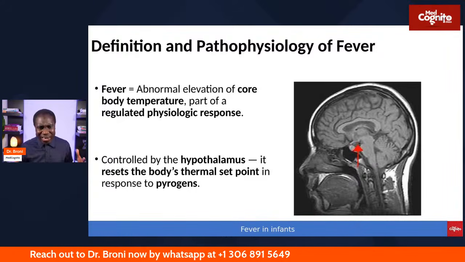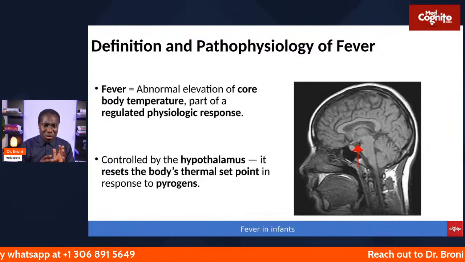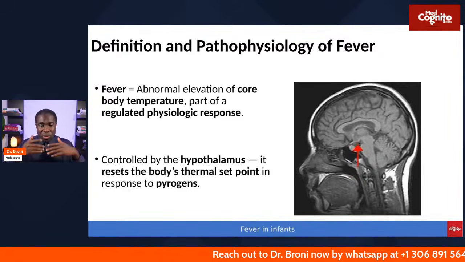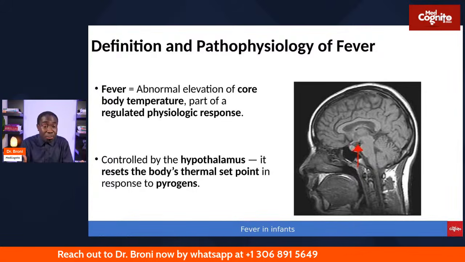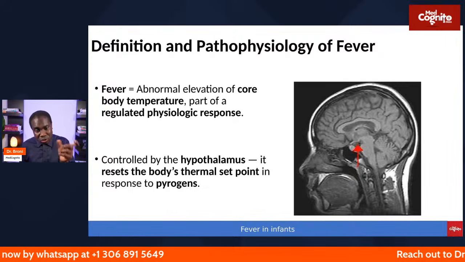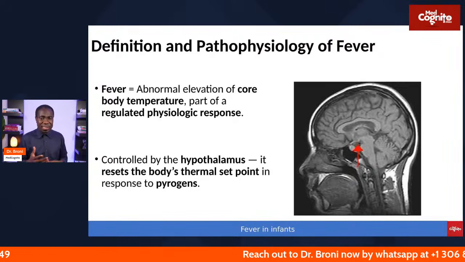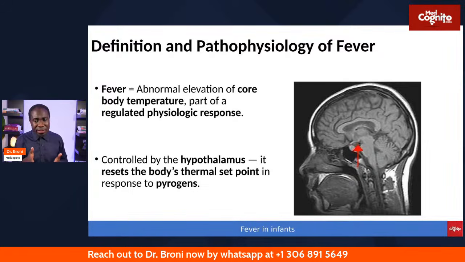Remember that the Canadian exam does not go into anatomy and biochemistry and physiology like the USMLE step 1. So forget about all that. Basically, I'm just using this as a teaching point for you to appreciate the fact that fever is controlled by the hypothalamus. Now, the hypothalamus sets what we call a thermal set point, right?